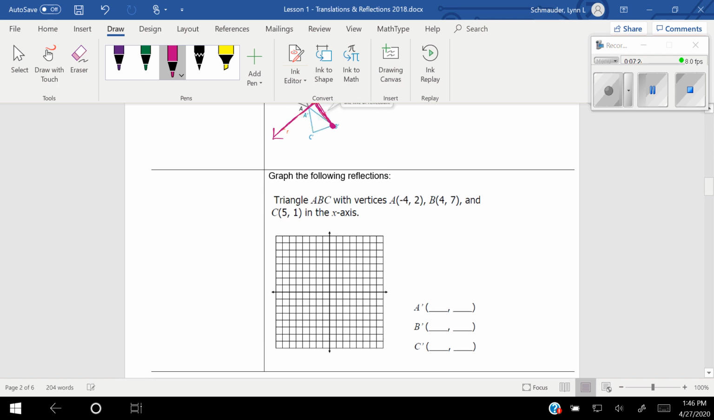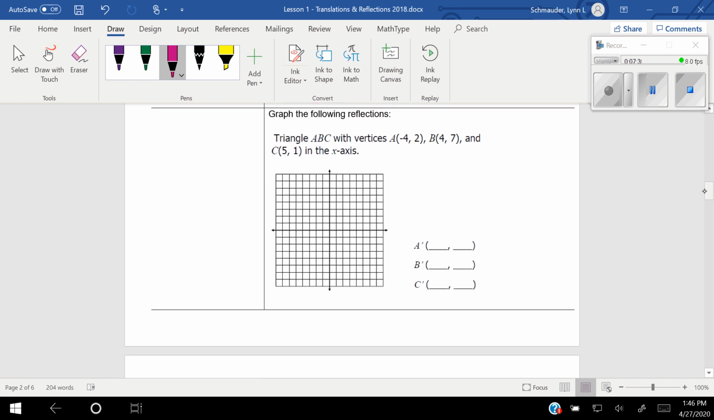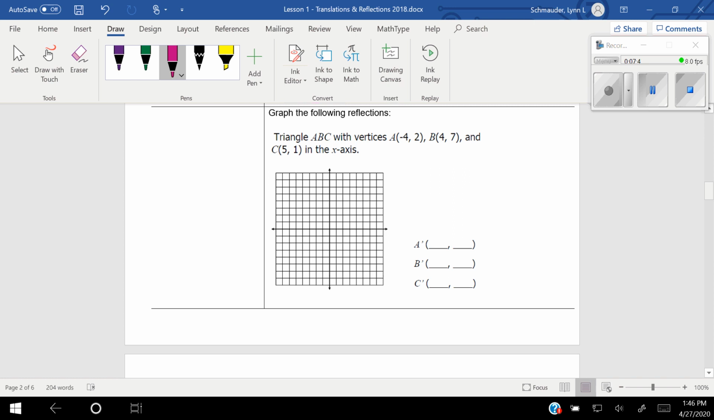Okay, so the rest of what we got are some examples. I'll probably do 1 or 2. Ooh, there are a whole lot of examples. I'll do a couple and I'm going to let you pause and do the rest. All right, let's start with this one. Graph the following reflections. Triangle ABC.